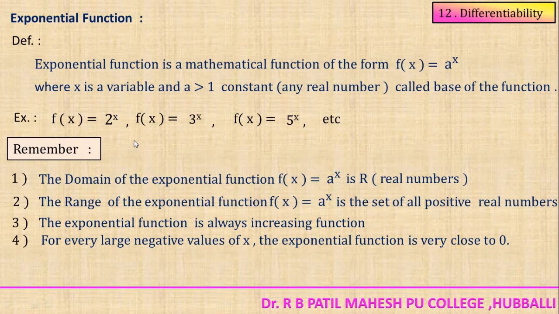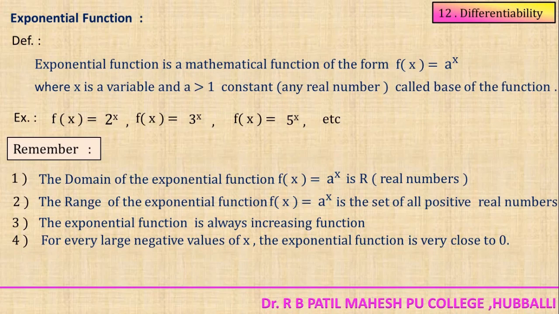So remember this point: for very large negative values of x, the function is very close to 0. For example, if x is minus 1 lakh, then 2 raised to minus 1 lakh gives you 0.00 something. That means it's very close to 0.